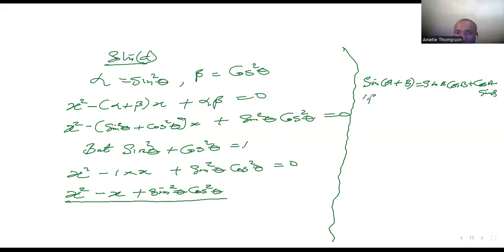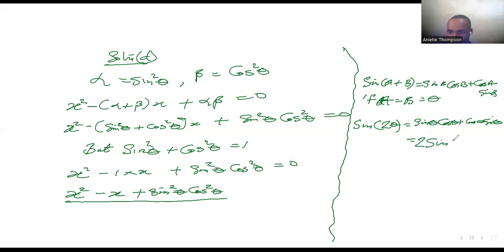So if A equals B, both of them equal to theta, you have sine of theta plus theta, that is 2 theta, equals sine theta cos theta plus cos theta sine theta. I'm trying to bring something here. So it will be equal to 2 sine theta cos theta.